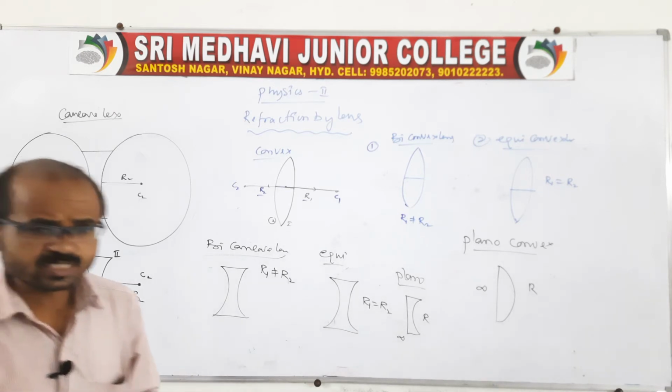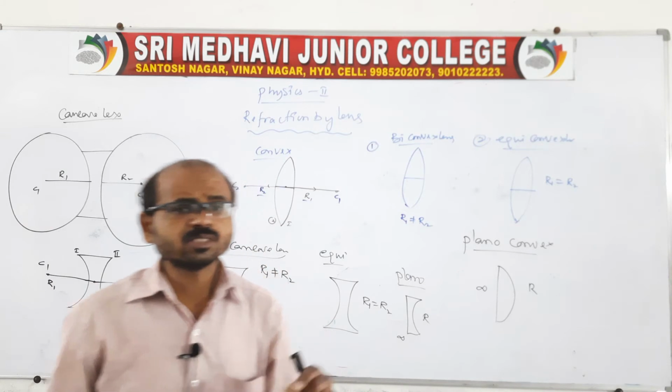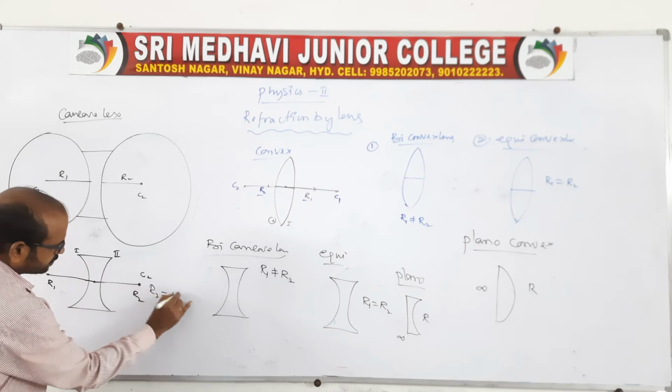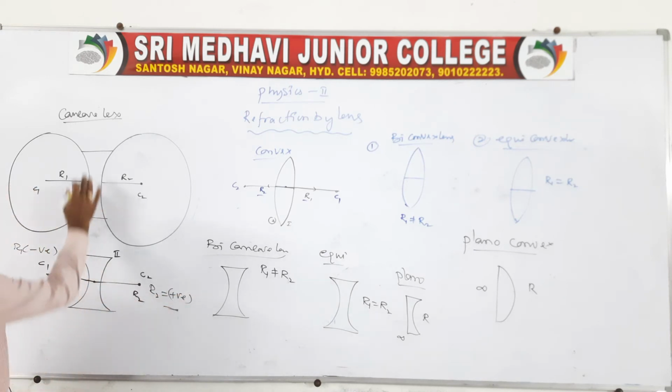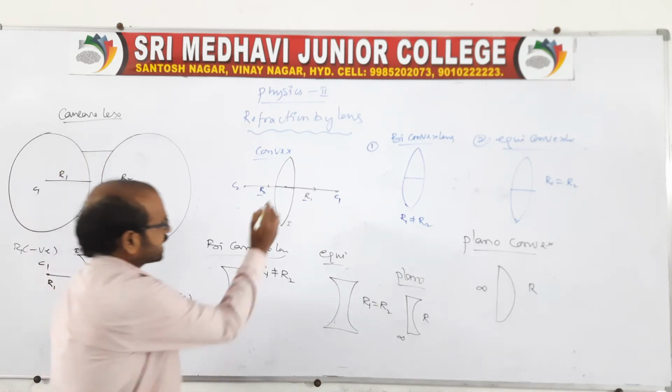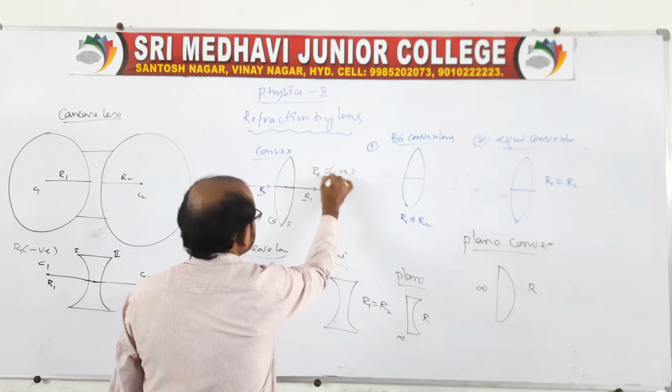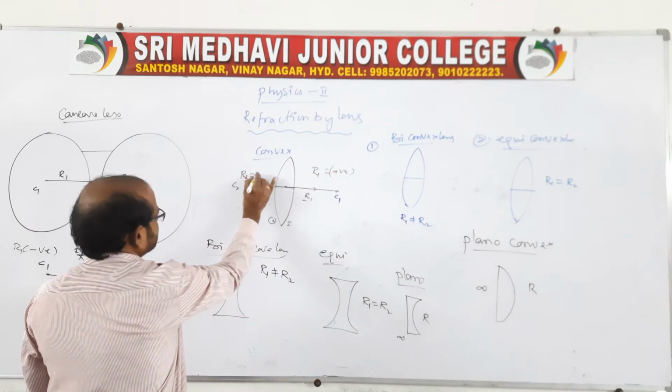So first of all we should know about these lenses. Here we should also talk about the sign convention for both the lenses. In the case of a concave lens, R1 we can take as negative, right? R2 is taken as positive. And in the case of a convex lens, R1 is taken as positive and R2 is taken as negative.